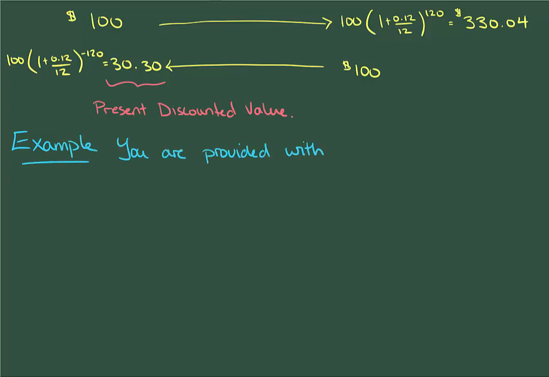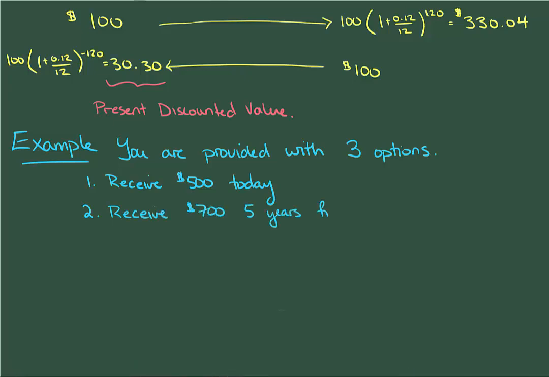Let's do an example to see why this ability to move money through time is useful. Let's say you're provided with the following three options. You can receive $500 today. You can receive $700 5 years from now. Or you can receive $1,100 in 15 years. All right, so our goal is to determine which of these is most valuable, but the problem is that the cash is received at different times, so we're not going to be able to directly compare them.